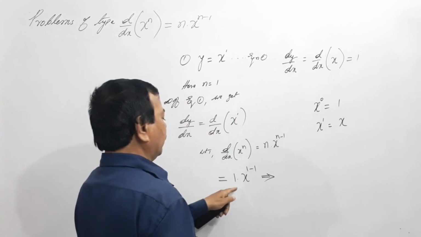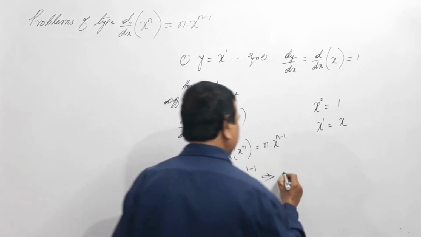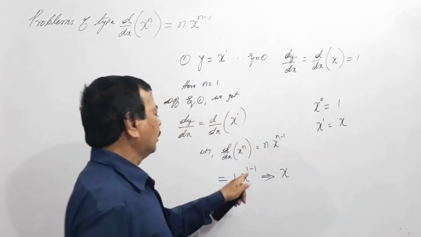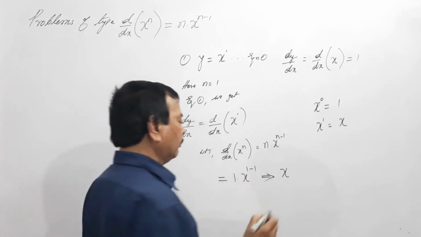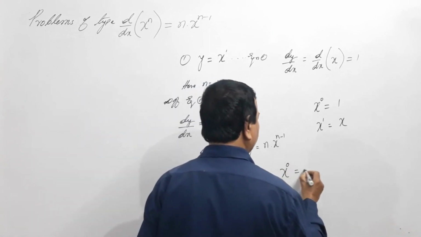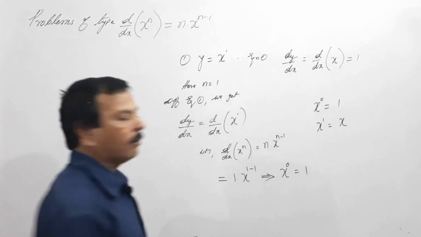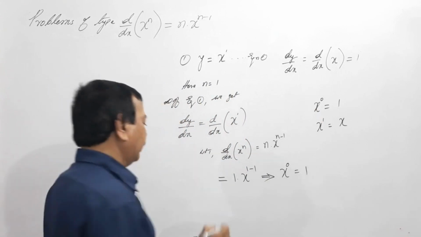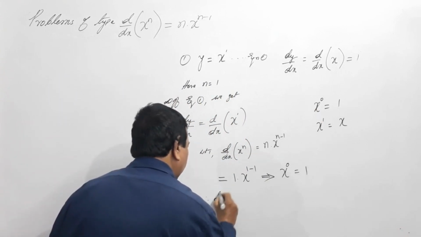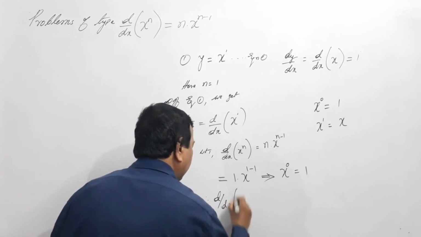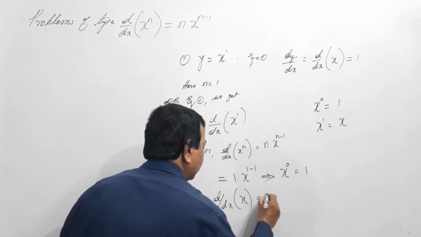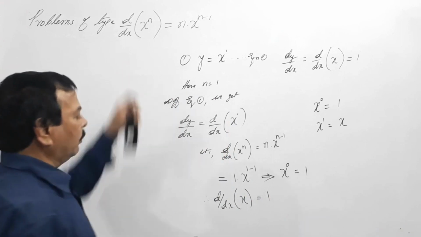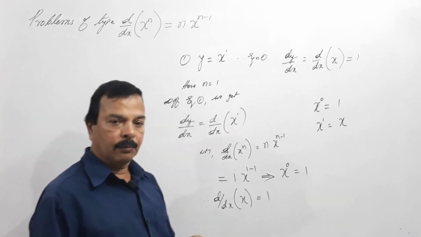This becomes what? So 1 into x is nothing but x plus 1 minus 1 becomes 0. This is nothing but 1 because x to the power of 0 is 1. Therefore, d by dx of x equals 1. Hence, I have proved d by dx of x is 1.